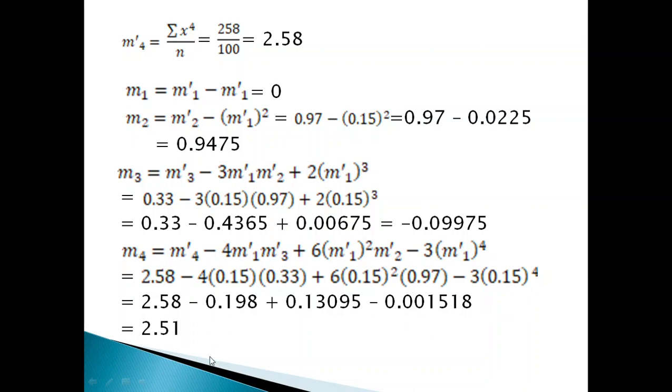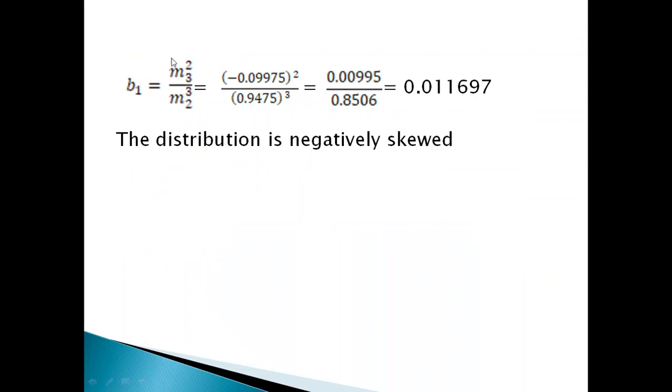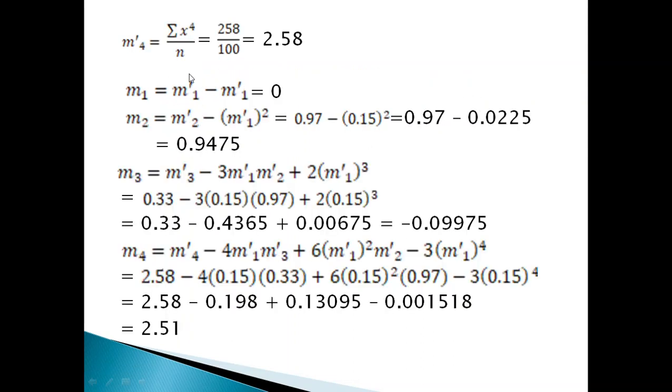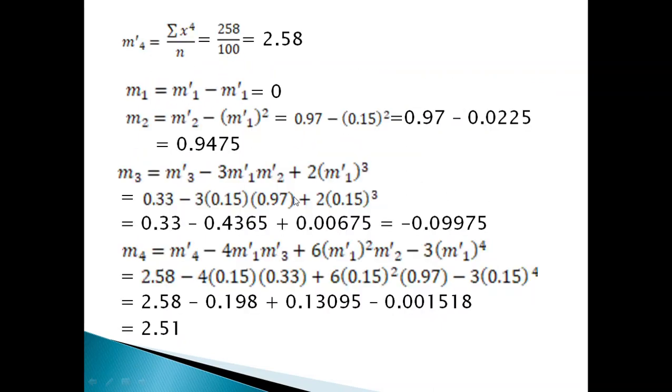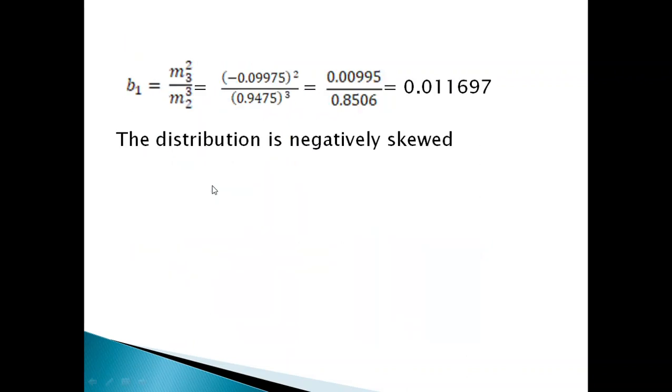Then b1, as we have studied before, is equal to the third mean moment square divided by the second mean moment cube. So here I have put the third mean moment value and taken the square, and then the second mean moment value, which is this, and taken the cube. So by putting the values, the final answer is 0.011697, and the distribution is here negatively skewed.